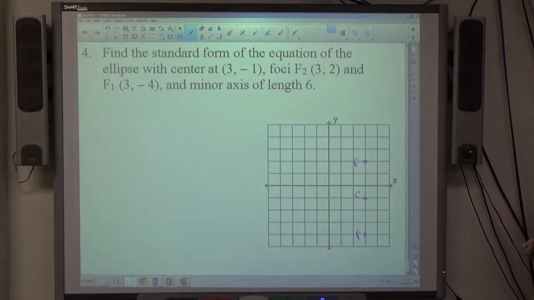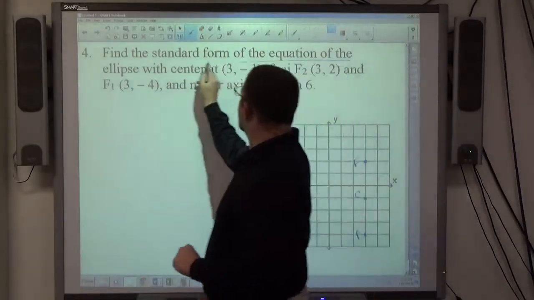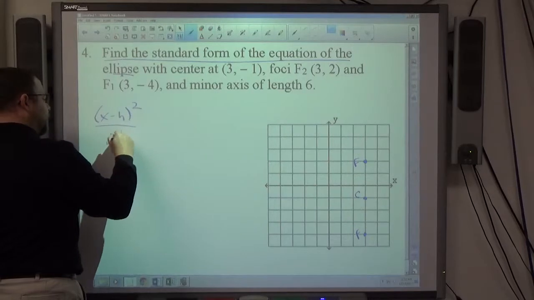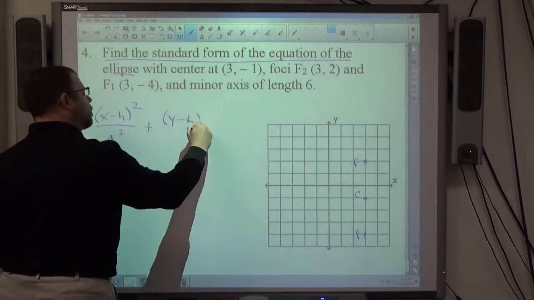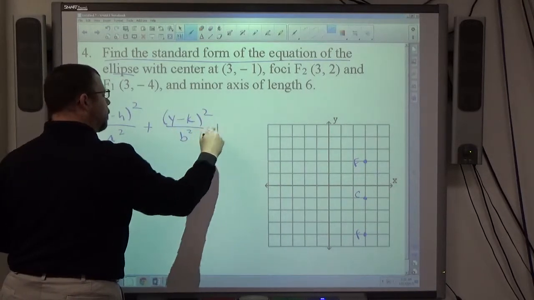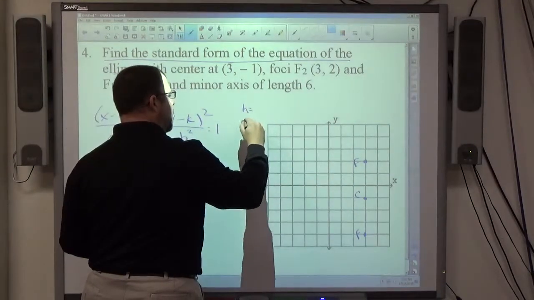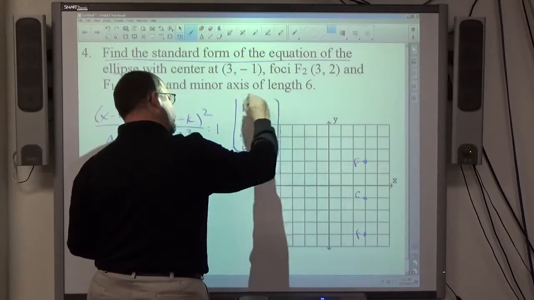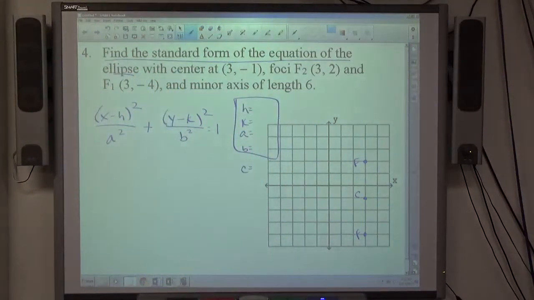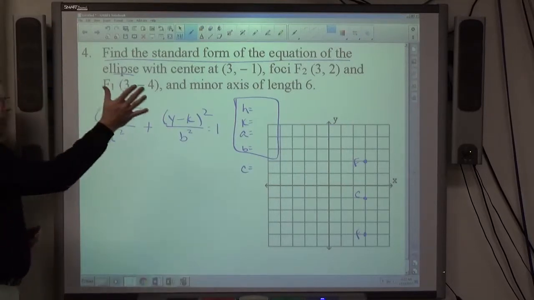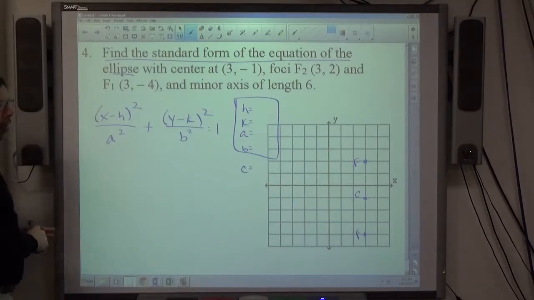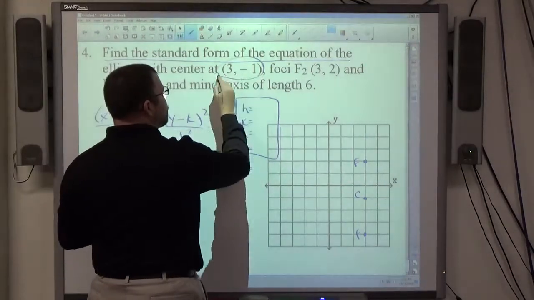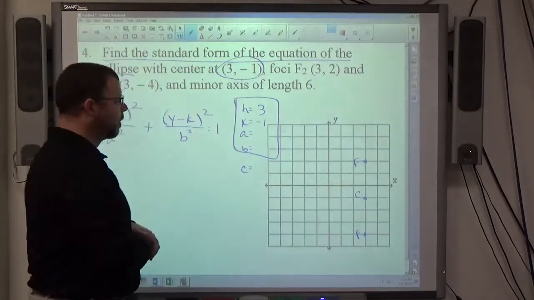Okay. With the ellipse, when it says find the standard form of the equation of the ellipse, it's x minus h the quantity squared over a squared plus y minus k the quantity squared over b squared is equal to 1. My goal here is to find h equals, k equals, a equals, and b equals. I might need to know what c is. Once I get that box filled in, I've got everything I need to write the answer. But again, start off with what standard form looks like, and then start filling in what you know. H and k are the coordinates of the center. So h is 3, k is -1.